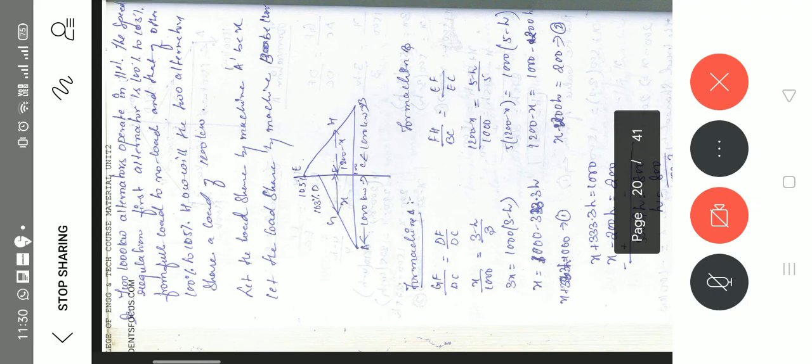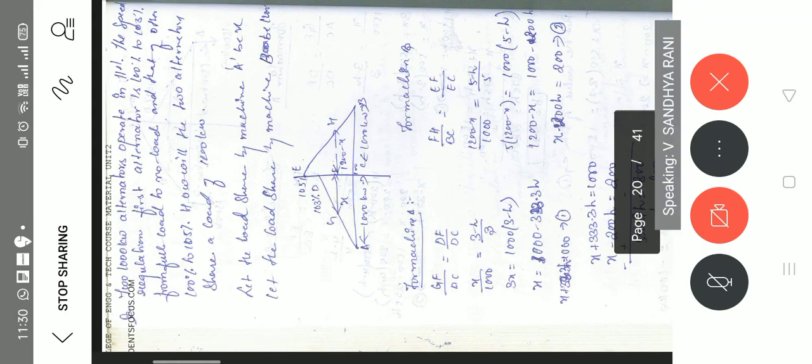Two 2000 kilowatt alternators operate in parallel. The speed regulation of the first alternator is 100 to 103% from full load to no load, and of the second it is 100 to 105%. They share a load of 1200 kilowatts. Let the load shared by machine A be X and the load shared by machine B be 1200 minus X.